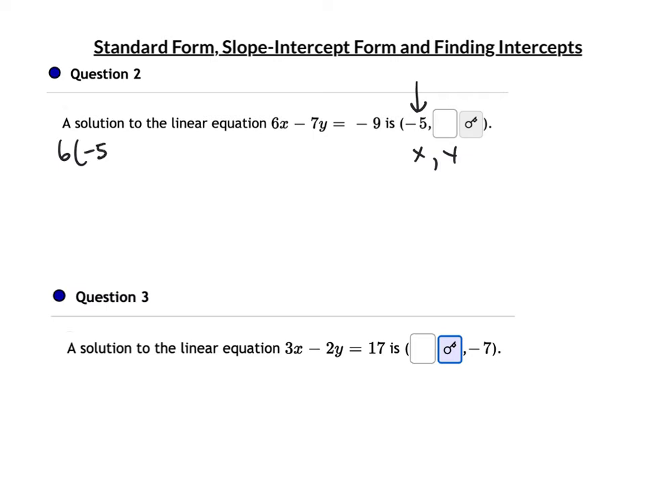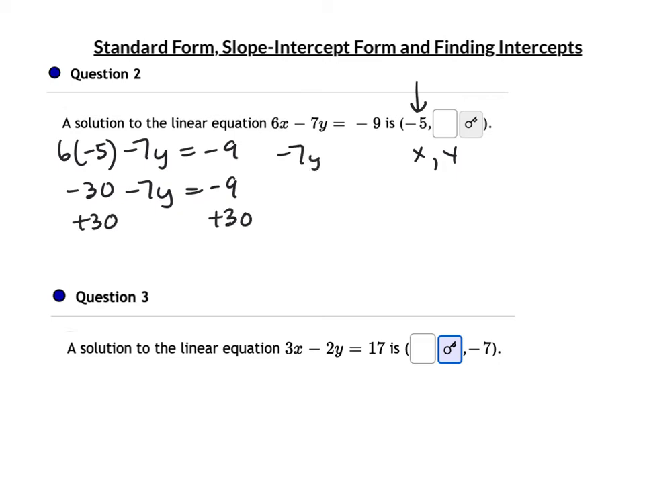6 times -5 minus 7y equals -9. That's -30 minus 7y equals -9. Get the y by itself. Add 30 to both sides. -7y equals +21. Divide by -7, and y is -3. So our ordered pair is -5, -3.